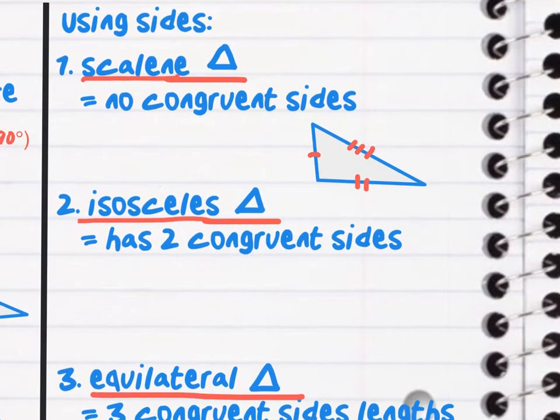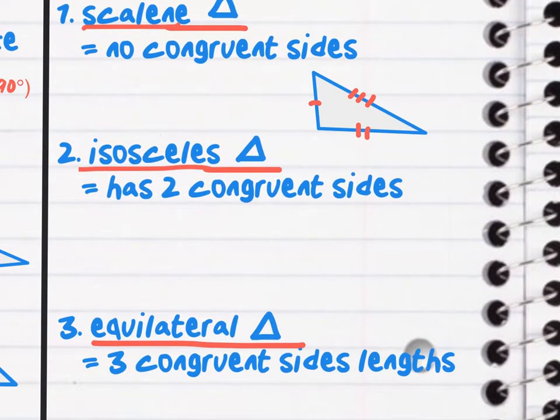Okay, for the second type of triangle we can use to describe its sides, it's the isosceles triangle. An isosceles triangle has 2 congruent sides. So the picture for an isosceles triangle looks like this. Here I drew an isosceles triangle, and these 2 sides have 1 tick mark each, which means they are the same length. Congruent means they have the same measure. So these two have the same side length.